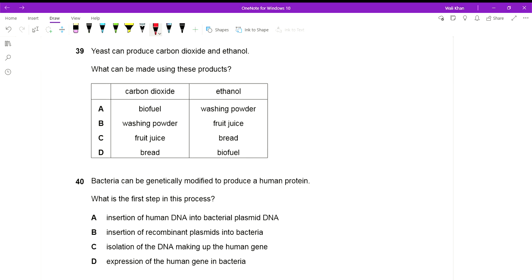Yeast can produce carbon dioxide and ethanol. What can be made using these products? Again, very easy. Carbon dioxide, bread and ethanol, biofuel.